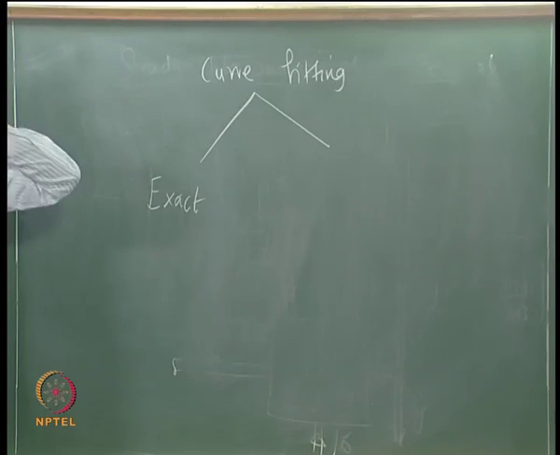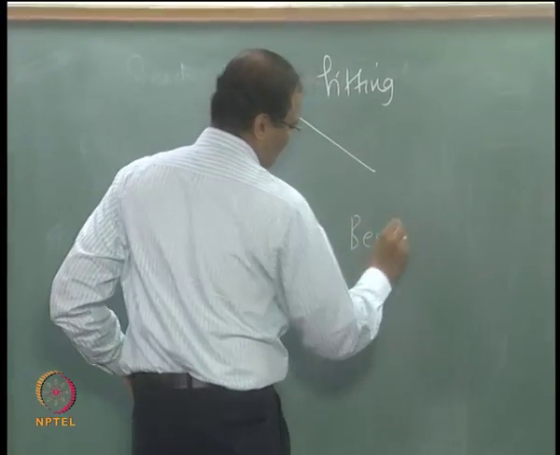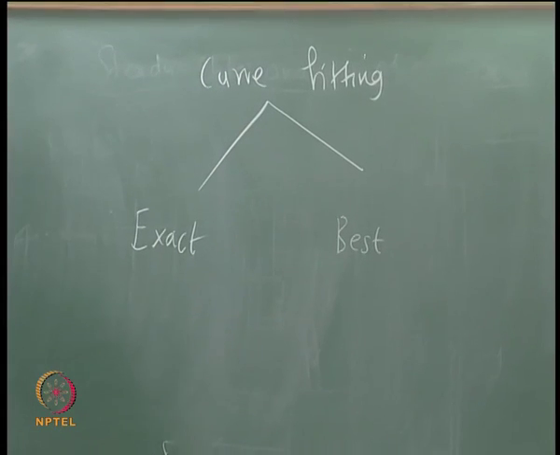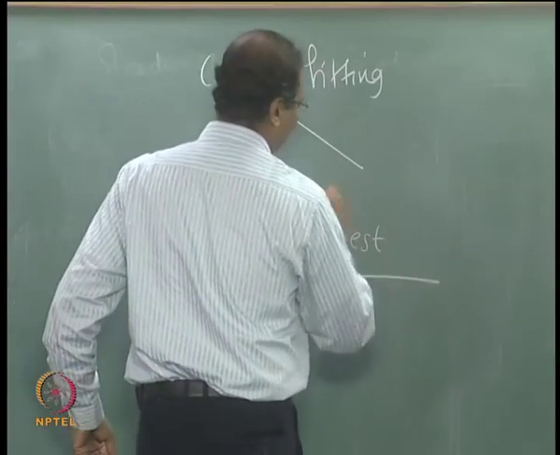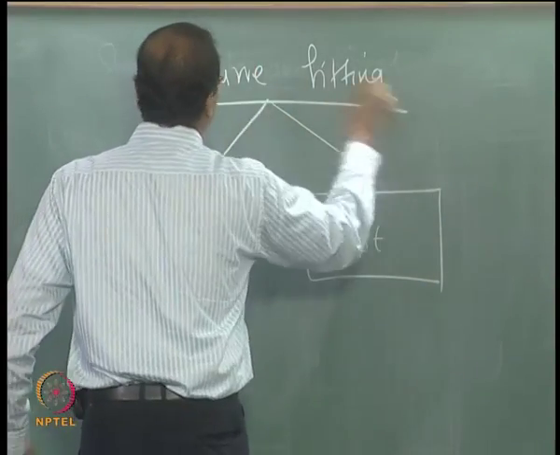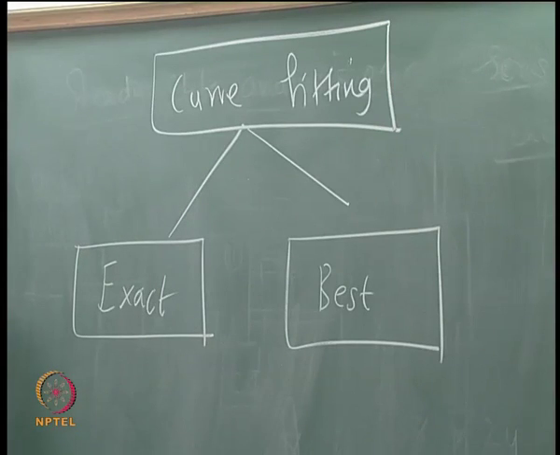Exact and inexact, or approximate, or best? Okay. So, exact: the curve passes through every point.